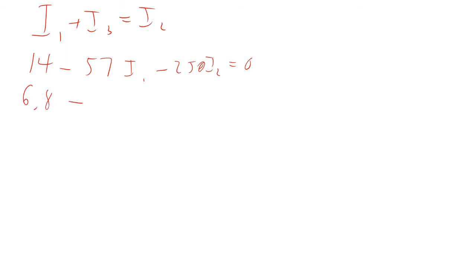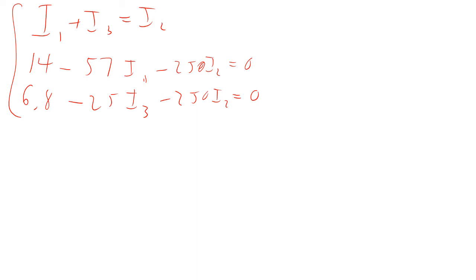6.8 minus 25 I3 minus 250 I2 is 0. Okay, so I have 3 equations and 3 unknowns. How do you solve 3 equations and 3 unknowns? There are many different ways of solving this. There is diagonalizing a matrix. There's this, that, and the other. There's actually some calculators have routines.